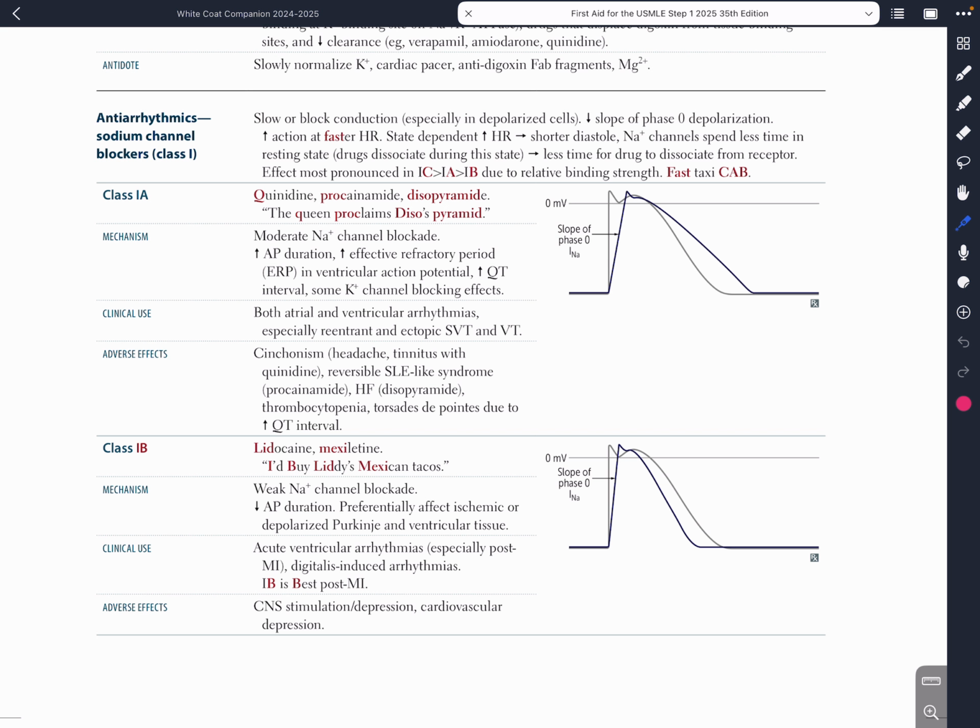The clinical use of class 1A is in both atrial and ventricular arrhythmias. You can give quinidine, procainamide, or disopyramide for conditions like ectopic SVT and VT, supraventricular tachycardia and ventricular tachycardia. These two conditions you can give class 1A.